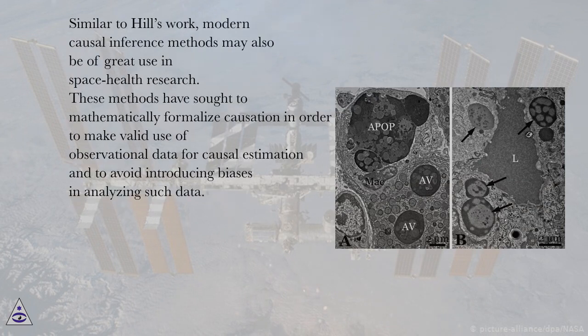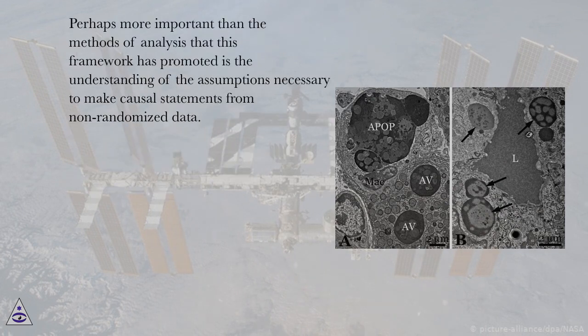Similar to Hill's work, modern causal inference methods may also be of great use in space health research. These methods have sought to mathematically formalize causation in order to make valid use of observational data for causal estimation and to avoid introducing biases in analyzing such data. Perhaps more important than the methods of analysis that this framework has promoted is the understanding of the assumptions necessary to make causal statements from non-randomized data.